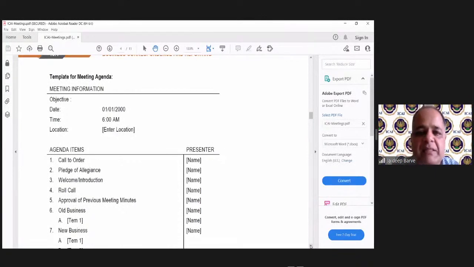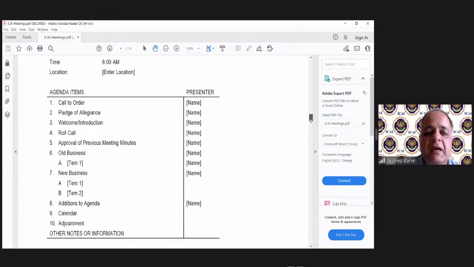Date, today's date, 15th of October, 2021. Time, 11:45 in the morning. Location, head office at Churchgate. Fine. So this is the starting. Then you will have all the agenda items, one below the other. It's simple in a way because it just talks about the items to be done or discussed, as well as the presenter.